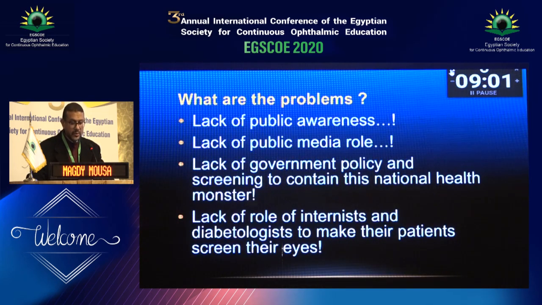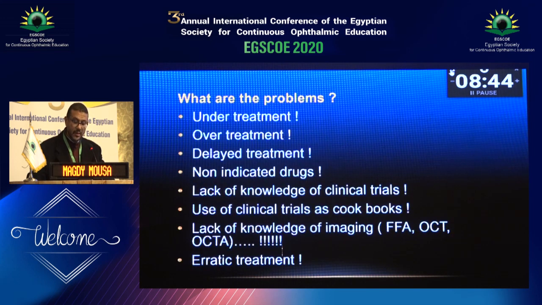We have a lot of problems, like lack of public awareness. Patients don't know that diabetes can affect their eyes. There is a lack of public media coverage; they talk about other procedures but not diabetic retinopathy. There is a lack of government policy for screening, and a lack of role of the internist and diabetologist in making patients screen their eyes. This is a big problem in Egypt and in the Arab world.